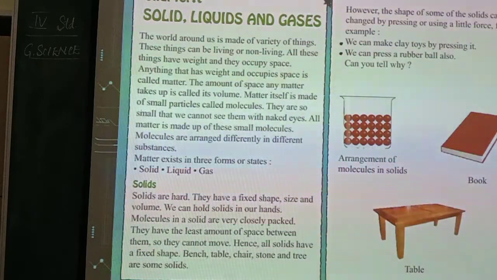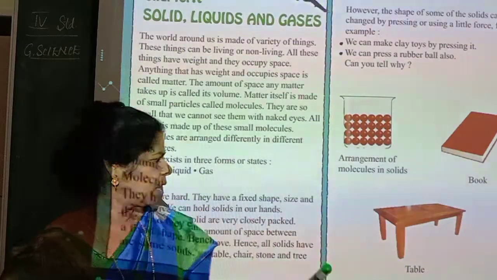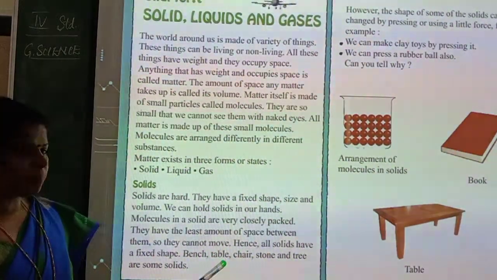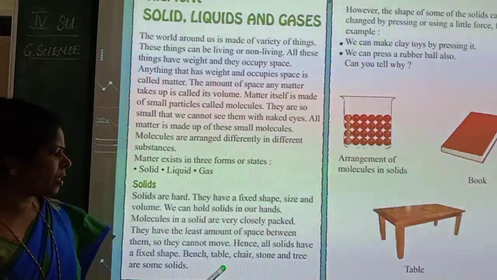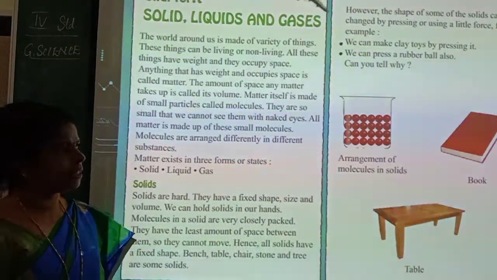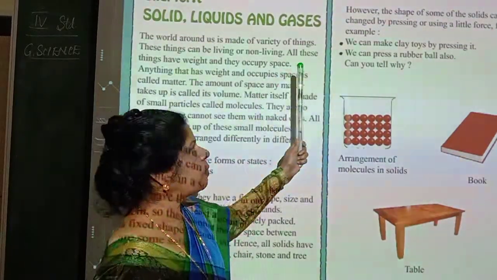So what happens? They cannot move. Now, okay, so what happened here? We can see the bench, table, chair, stone and tree are some solids. Now coming to the next one.